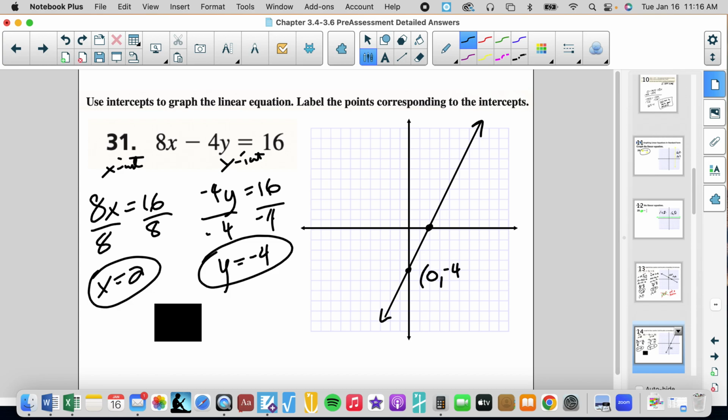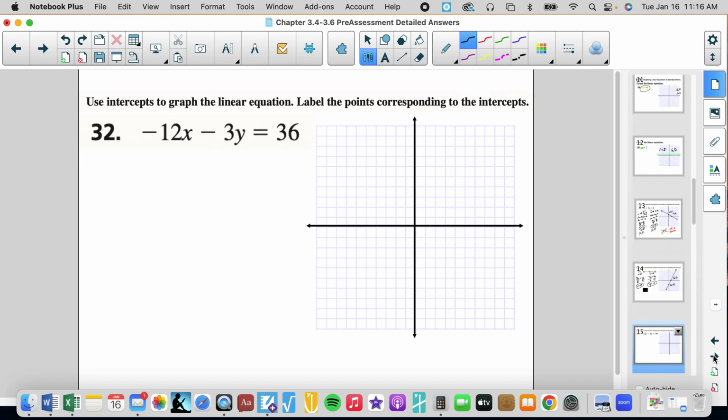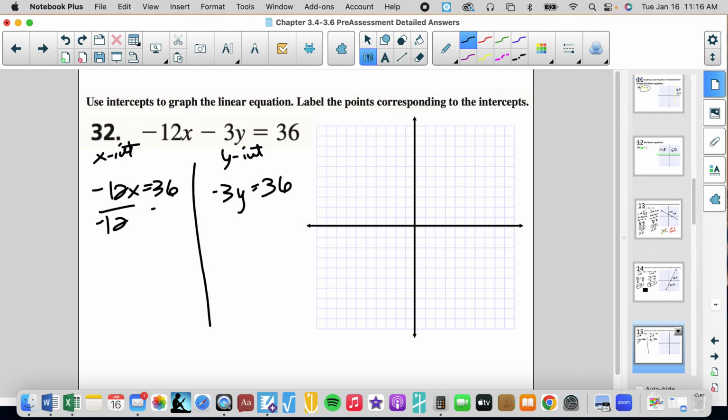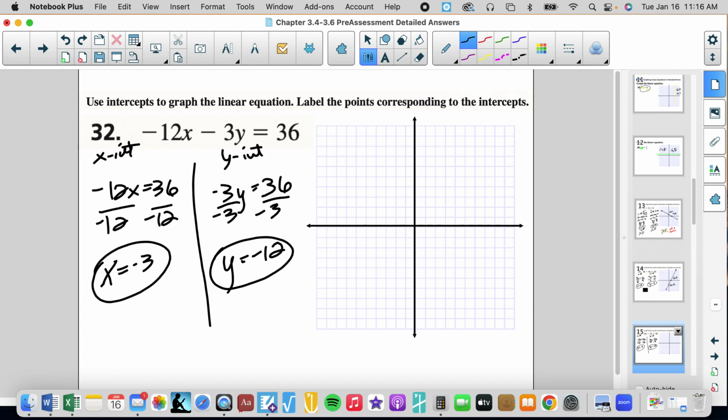So this is 0, negative 4. This is 2, 0. Whenever you're plotting the x and y intercepts, you're always going to just have to plot 2 points and label those line with an arrow. So that's the most efficient way. We again would get, if we're looking for the x-intercept, negative 12x equals 36. If you're finding the y-intercept, you have negative 3y equals 36. You can do this super quick and easy. You get x equals negative 3. Divide by negative 3, you get y equals negative 12. Those are my intercepts.